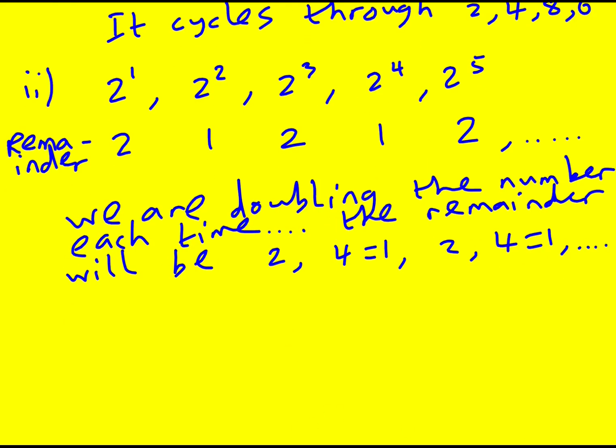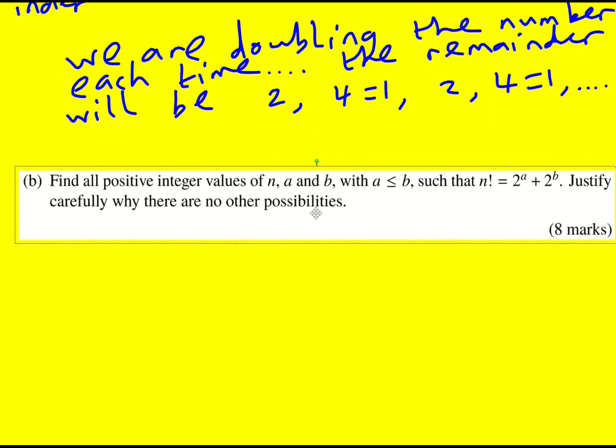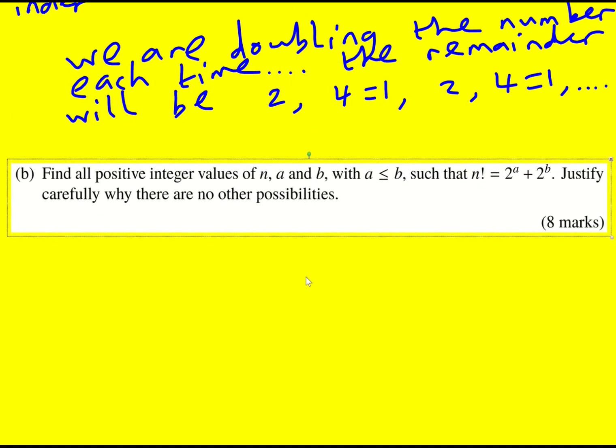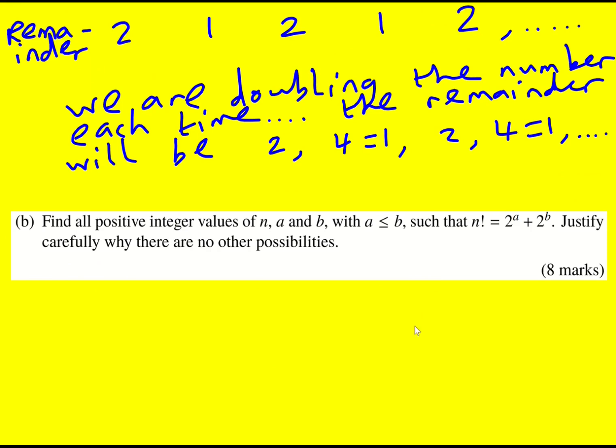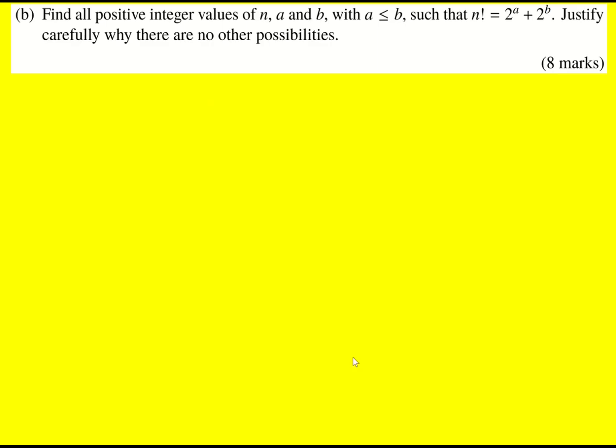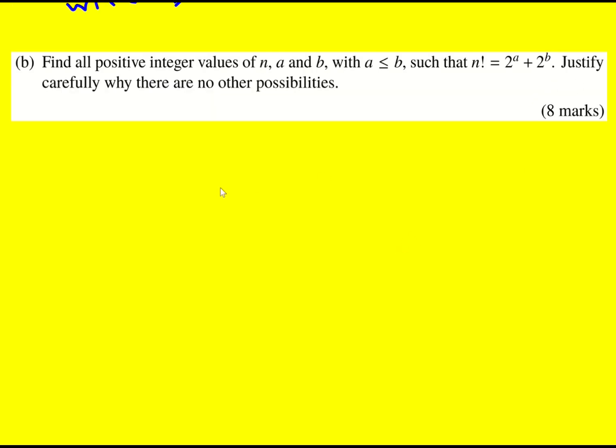And here we go. Very last part. Find all positive integer values of n, a and b, with a less than or equal to b, such that n factorial is equal to 2 to the a plus 2 to the b. Justify carefully why there are no possibilities. And then, it does say in the question, it defines what n factorial is. So 5 factorial is equal to 5 times 4 times 3 times 2 times 1, and so on.